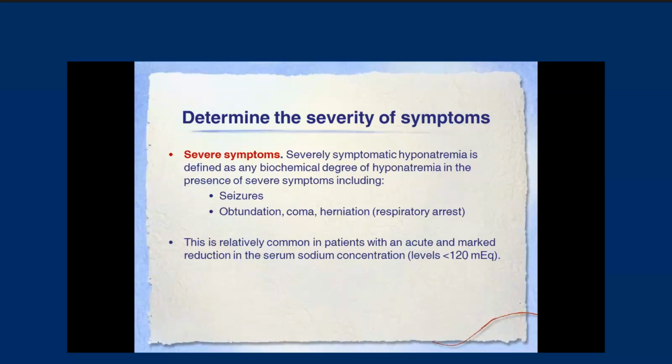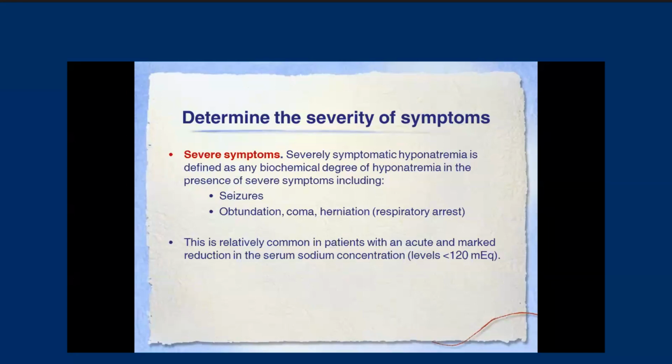So these are due to movement of water from the extracellular fluid to the brain cells, usually. So these are seizure, coma, brain herniation, which result in respiratory arrest and subsequently death. And that is relatively common in patients with acute and marked reduction in serum sodium concentration, as I have mentioned earlier. If it is a chronic one, because it gives time for the brain to adapt, then the likelihood of patients presenting with severe symptoms is low.